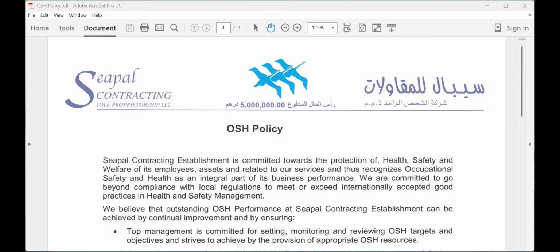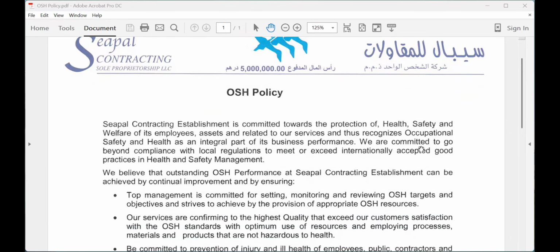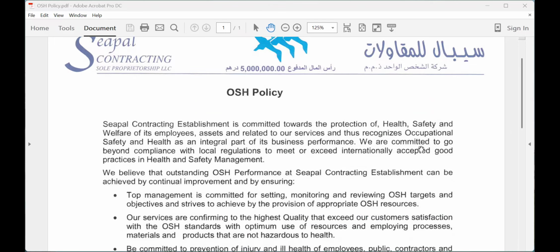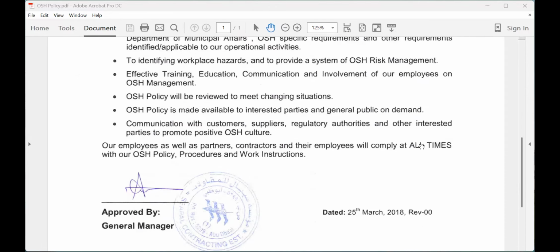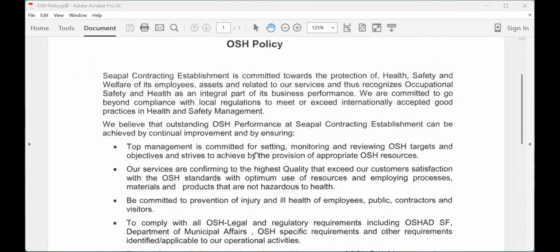I think now you can see our policy for one company. You can see our policy, please. Yes, sir. This is the policy of one company, Sepal. Over here, top management is committed to setting, monitoring, and reviewing OHS targets and objectives and striving to achieve them by the provision of appropriate resources. This wording about appropriate resources was there.